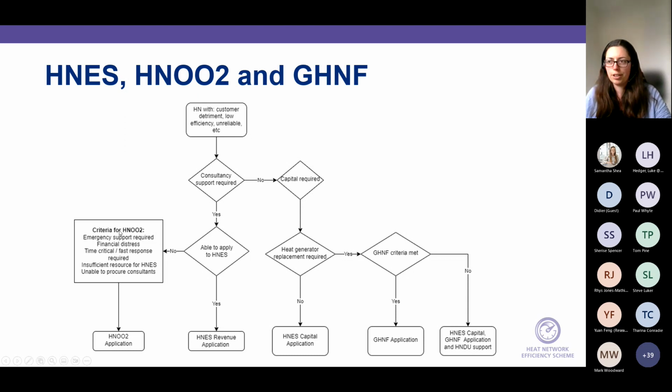And essentially the criteria for HNES2 is if there's emergency support required, if the organisation is in financial distress, if it's time critical and a fast response is required, or if there's insufficient resource for HNES, or they're unable to procure consultants. So that's why someone might go down the HNES2 application route rather than coming through the HNES revenue application route. So hopefully that gives a bit more clarity. But again, we can take questions at the end if needs be around the differences between the different schemes that are out there at the moment.